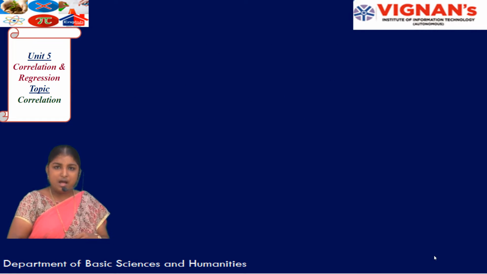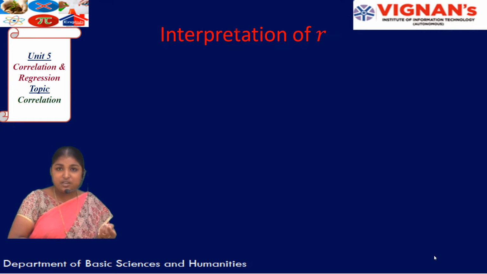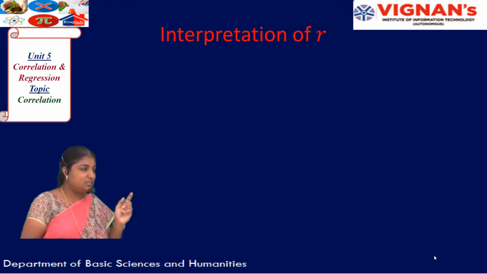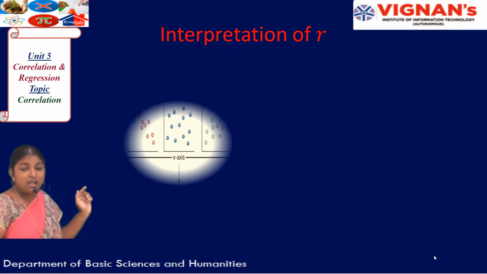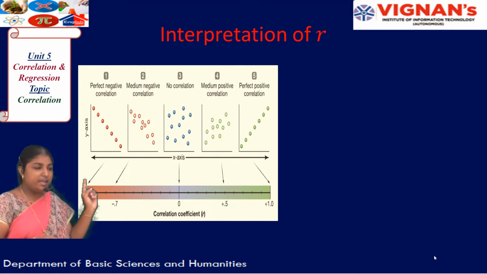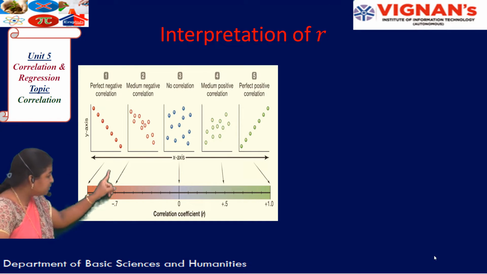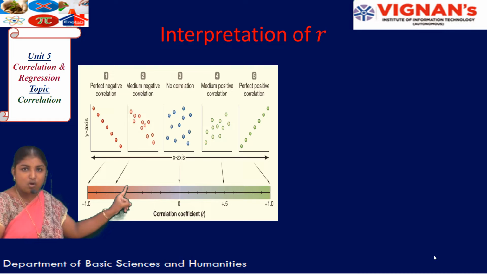Here R is the representation for the correlation value. We are finding the exact R value, that means how much the variables are correlated. The interpretation of R can be understood from this graphical representation: the R value always lies between minus 1 and plus 1 only. If you have 0, that is known as no correlation.